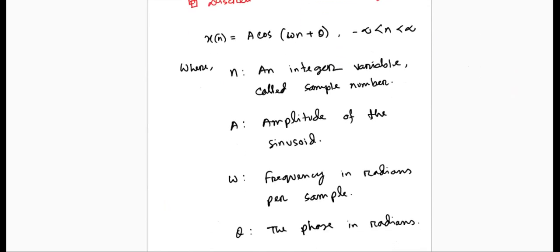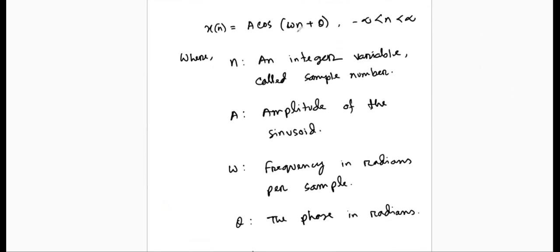So here you will find that previously it was t, now this is n, where n is an integer variable called the sample number. So what is the sample number? Let me draw it here. Okay, so we have this signal like this. In this direction we have n. So now we have the sample number.